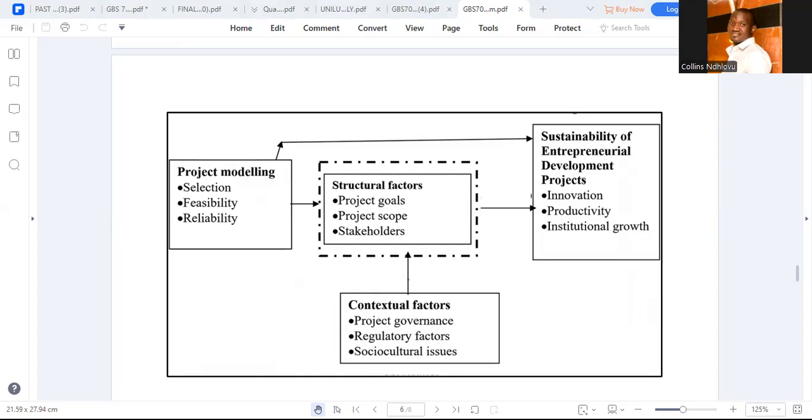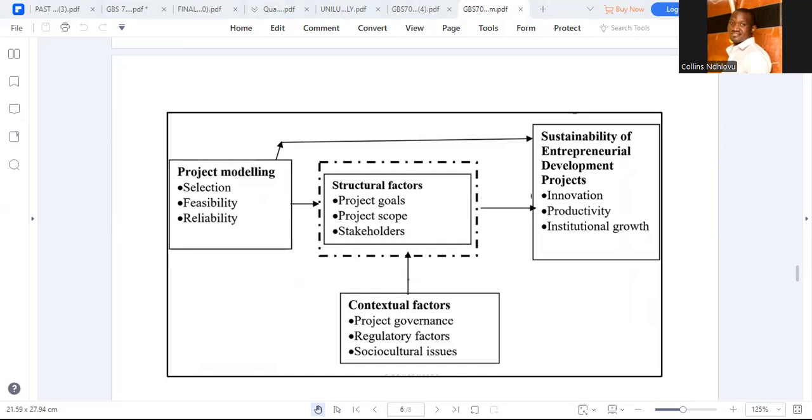Then we have the main goal here, which is the dependent variable. Here we have the sustainability of entrepreneurial projects, innovation, productivity. The project here is showing modeling factors, structural factors, and contextual factors. We're also showing a framework to understand how the success of an entrepreneurial project is influenced by how it is planned, which is project modeling, how it's set up, which are the structural factors, and the environment in which it will operate. These are the contextual factors.